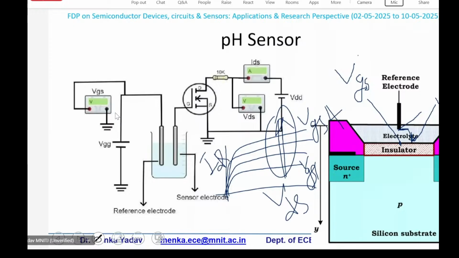You can get the full characteristics also. Since you are just changing your VDS, you will get one particular curve, and then with more electrolyte, more pH, you will get maybe a second curve, and that curve is going to tell you that the pH level of that particular electrolyte has changed. So this is the pH sensing.